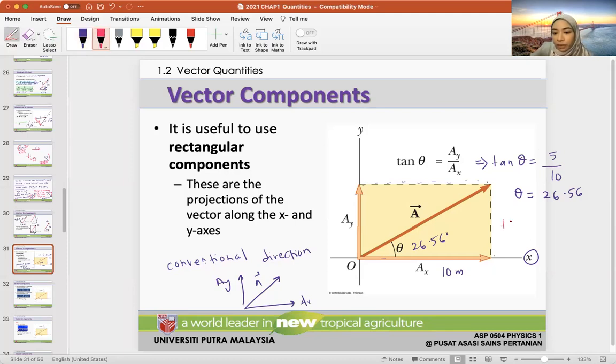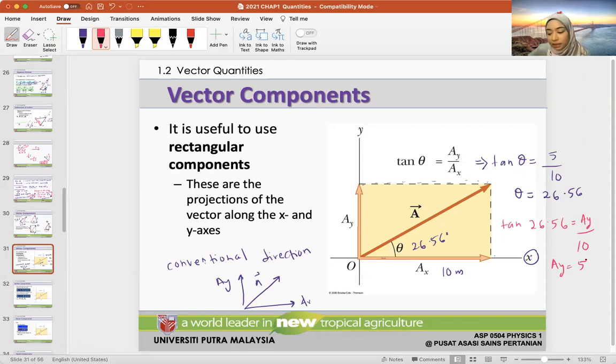It should be. Okay, so tangent 26.56 equals AY over AX. We don't know what AY is, but I know what AX is, it is 10. So AY should be 5, the same as before because the angle is the same. Tangent 26.56 times 10, so I get 5. So AY is 5.